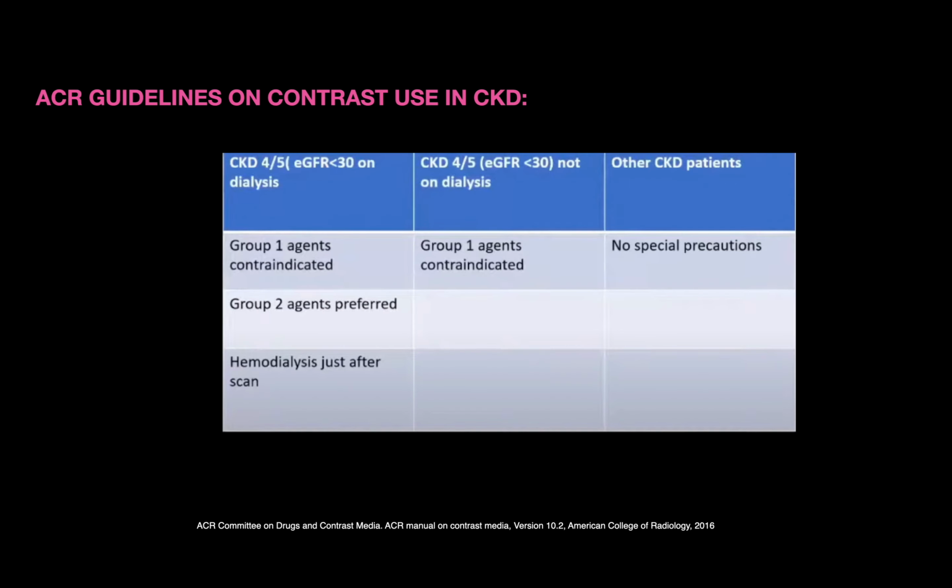So what are the ACR guidelines on contrast use in CKD patients? In CKD 4-5 patients, if eGFR is less than 30 and the patient is on dialysis, then group 1 agents are contraindicated. Okay, group 1 agents are contraindicated. Group 2 agents are preferably given, and after giving contrast, hemodialysis should be done. In CKD 4-5 patients, if eGFR is less than 30 and the patient is not on dialysis, still group 1 contrast agents are contraindicated. And in other CKD patients, there are no specific precautions. So these are the ACR guidelines for contrast agents in CKD.